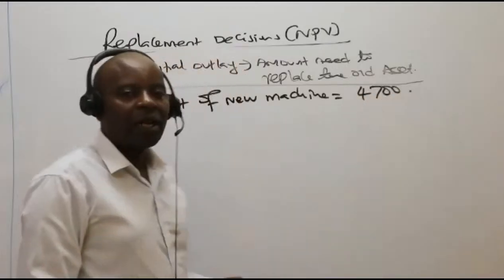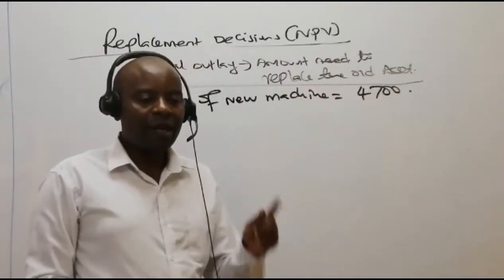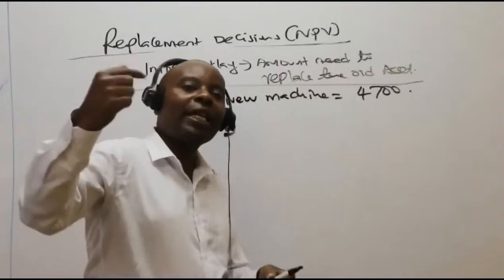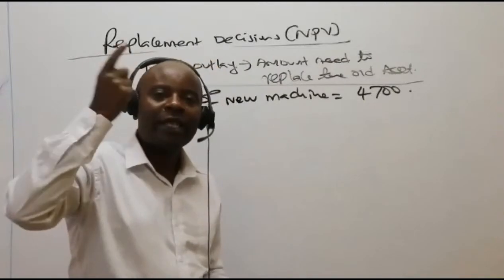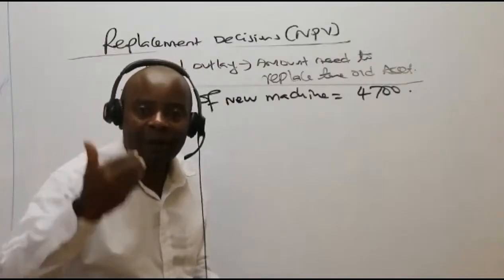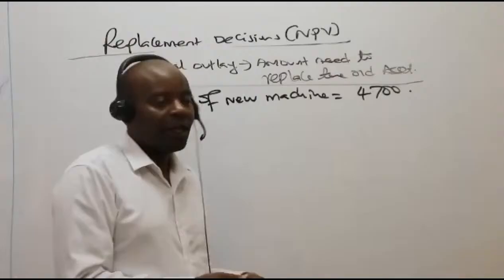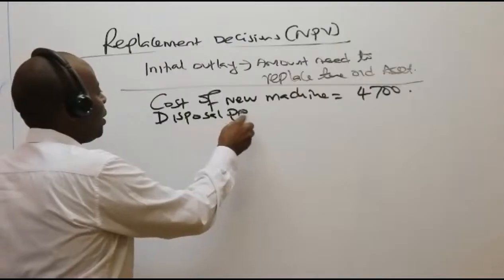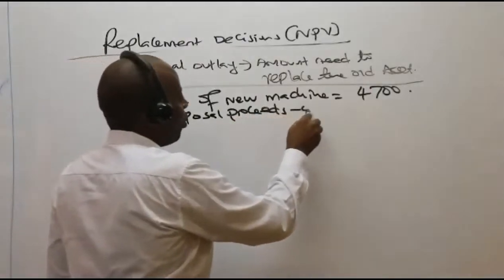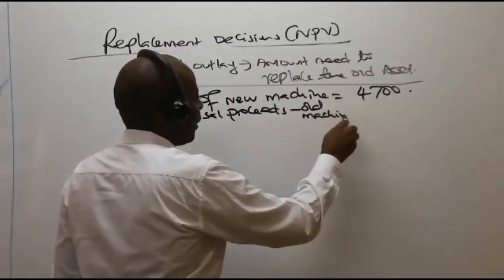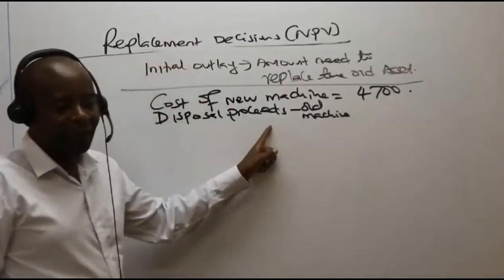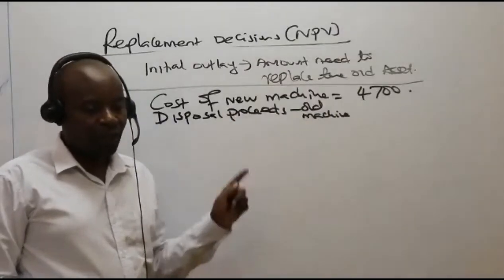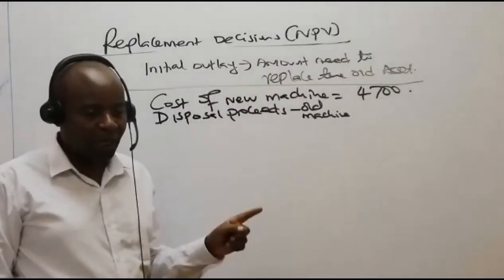Ladies and gentlemen, remember straight away, as I procure this new machine, I'm going to get a relief. A relief of what? I'm going to get some amount out of selling the old asset. So in this case, give us the disposal proceeds of the old machine. This will make my life a little bit easier. Disposal proceeds of the old machine, how much? 1060.